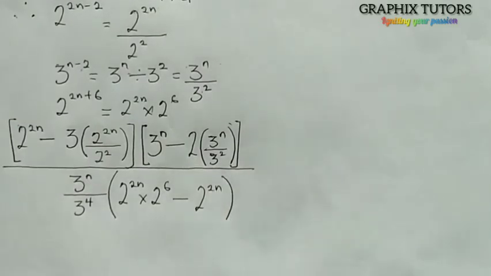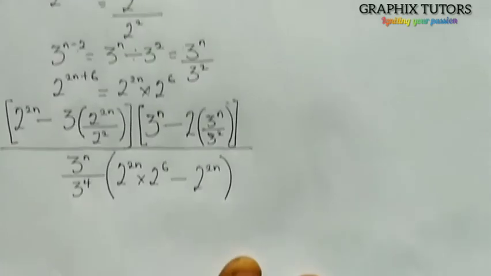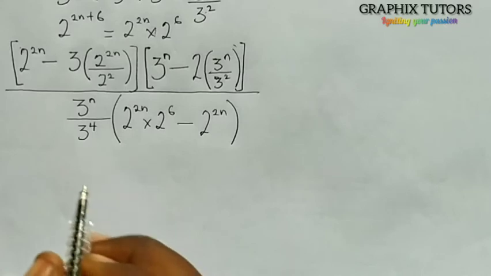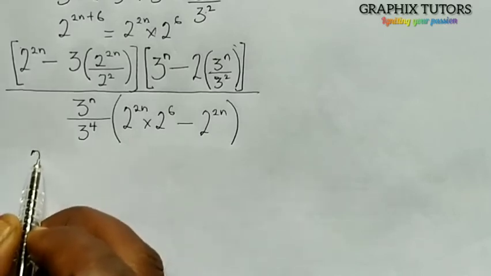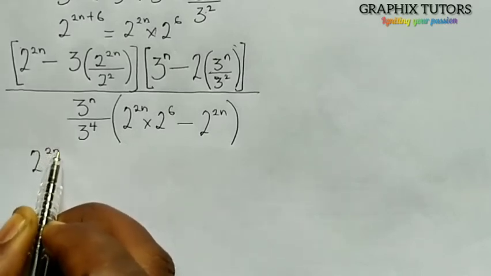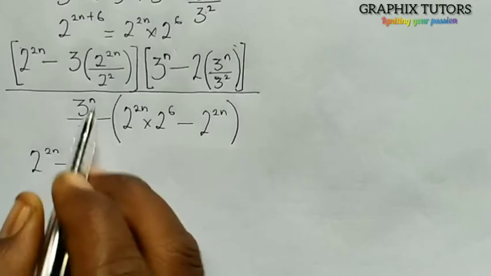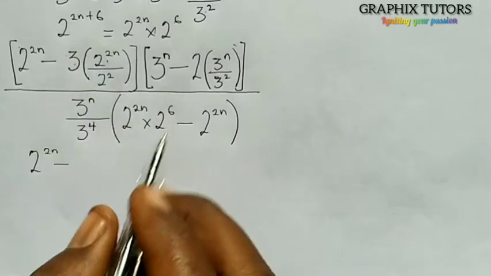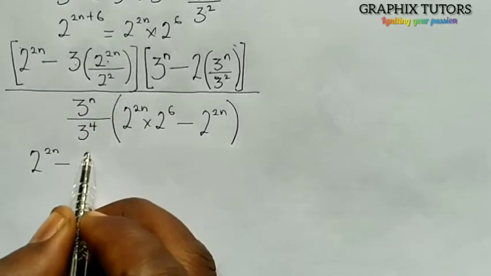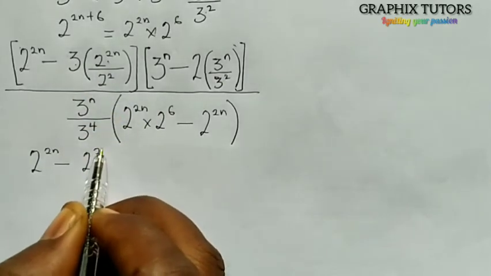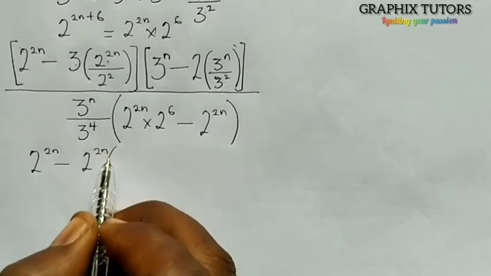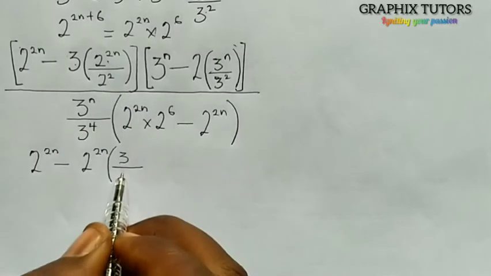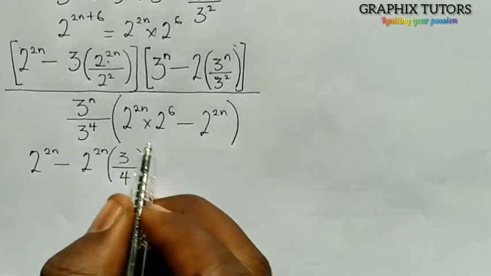Now, I can still break this further by having this. Let's see. I can have 2n minus, this is 3, I can bring this 3 in and take this guy out. So if I take this guy out, I'll be having 2n, because multiplication is associative, then the 3 will come inside back, all over 2 raised to the power 2, which is 4. Is that taken?